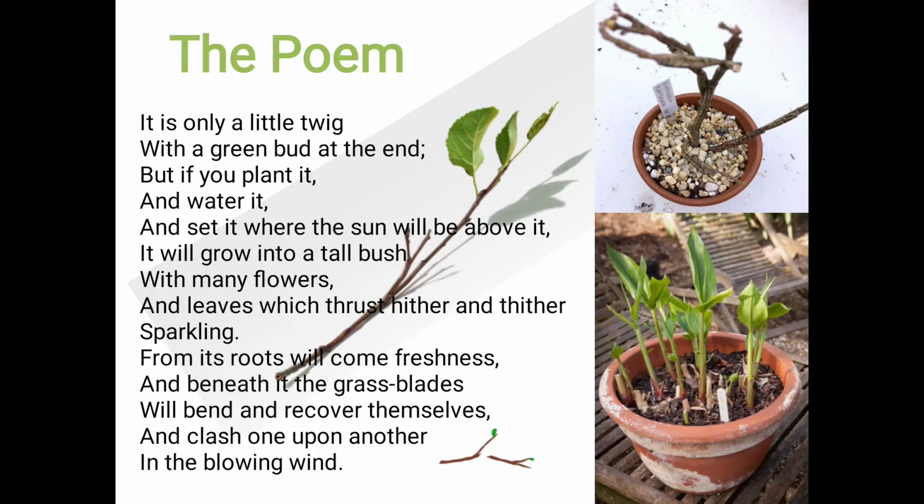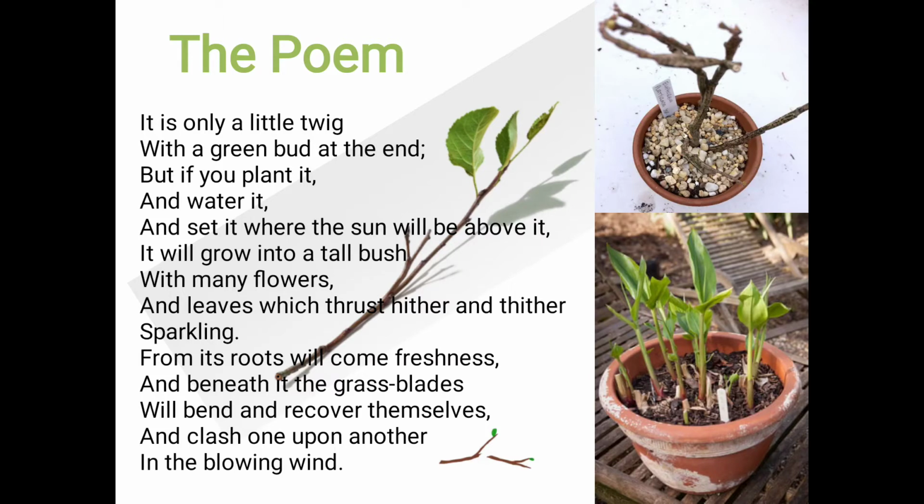Now let's see the poem. It is only a little twig with a green bud at the end, but if you plant it and water it and set it where the sun will be above it, it will grow into a tall bush with many flowers and leaves which thrust hither and thither sparkling. From its roots will come freshness, and beneath it the grass blades will bend and recover themselves and clash one upon another in the blowing wind.